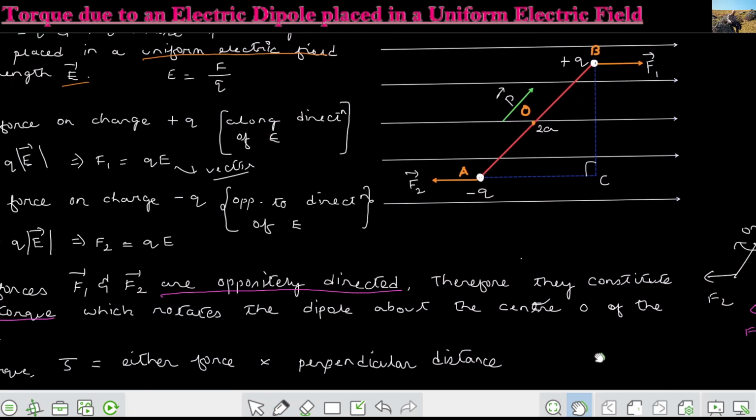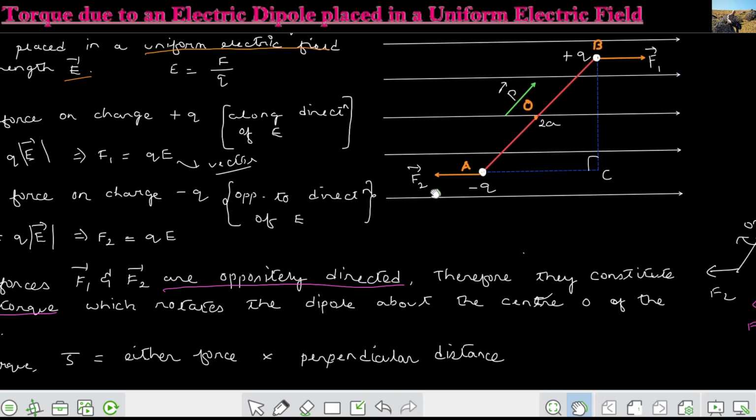So that is the figure. We have to find either force, F1 or F2, and the perpendicular distance. What is the perpendicular distance in this case? From the figure, the perpendicular distance is the length BC.